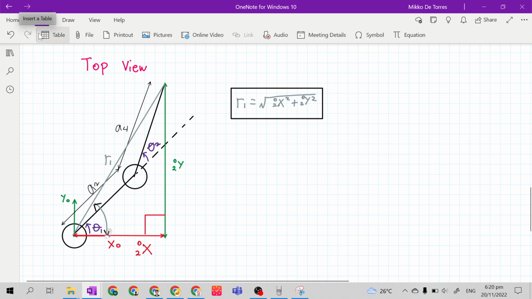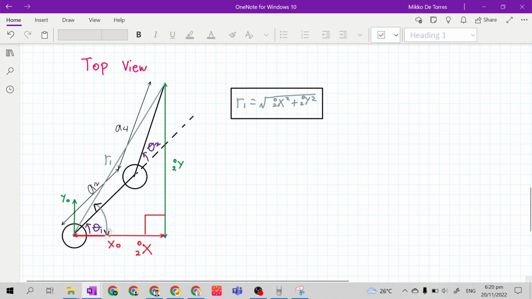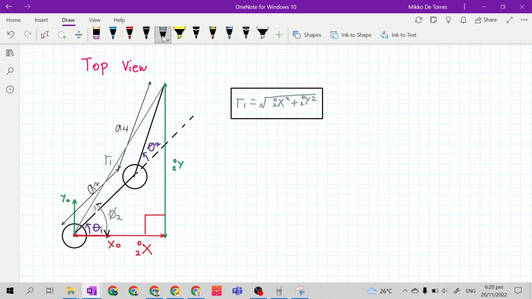We will name this angle phi 2. We will use another symbol. Okay, we will name this angle phi 2. So inside the angle phi 2, we have theta 1.